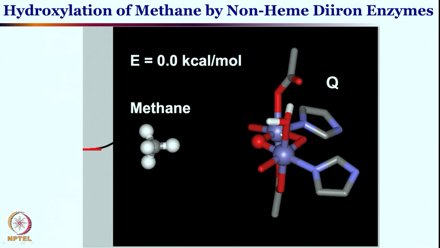So you see these two iron centers are iron 4 plus with oxide, oxide, and the rest of the ligands are as in the active site. So you have the iron sites, the oxo and the methane. This approach is set as zero because this is when it is going to come and start reacting. So this is set at zero kcal, and we are going to look at this overall hydroxylation of methane to methanol by this non-heme di-iron enzyme.